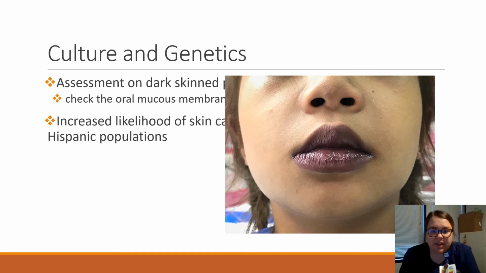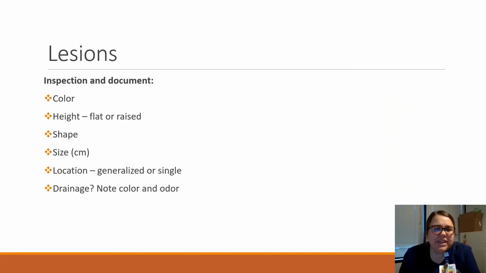Cyanotic, absolutely. So again, we're going to go over lesions. We're going to inspect and document what we find: the color, the elevation, the height, is it flat or raised, the size, the shape, location, and is there any drainage, so exudation.